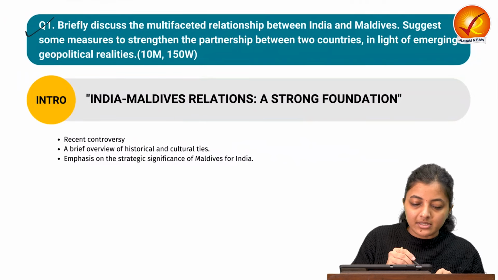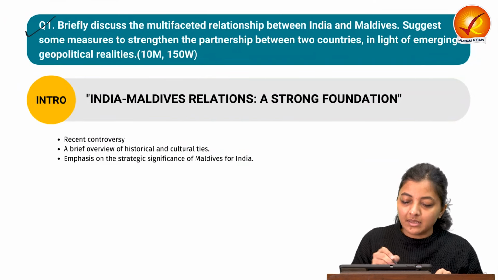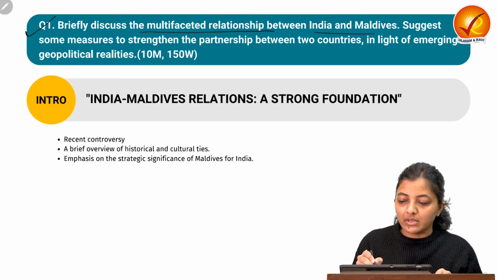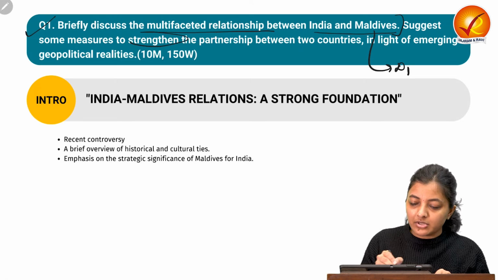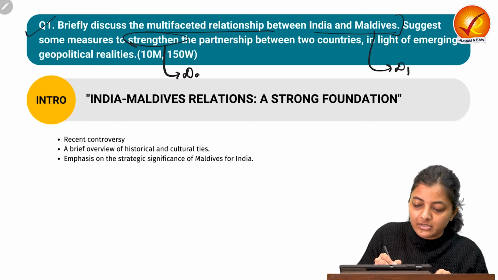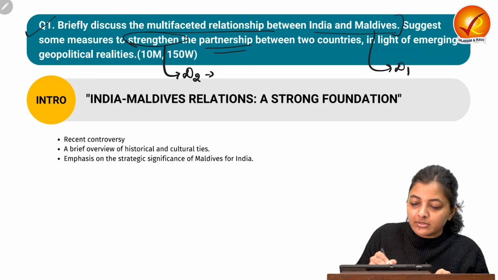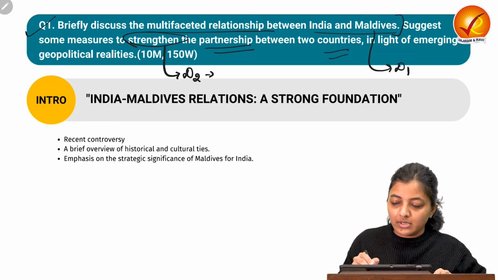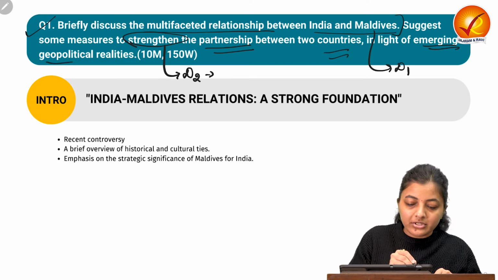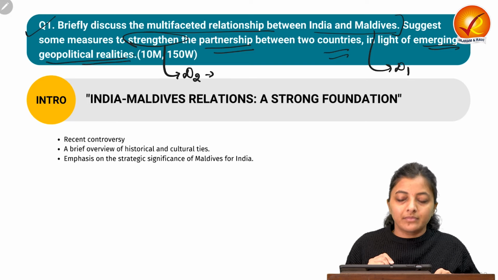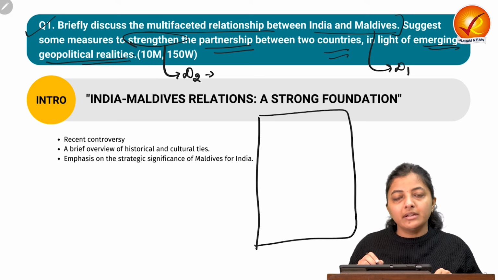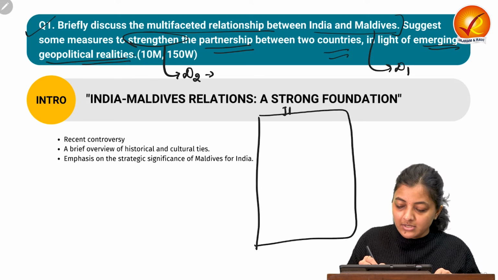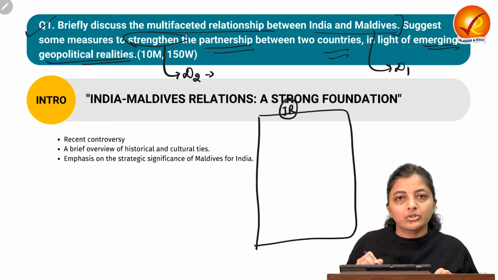The first question is, briefly discuss the multifaceted relationship between India and Maldives. This is the first demand of the question. Suggest some measures to strengthen the partnership. So we need to tell the measures on how to strengthen the partnership between these two countries in the light of emerging geopolitical realities. First, let's discuss how we have to write about international relations questions, especially the introduction and conclusion.